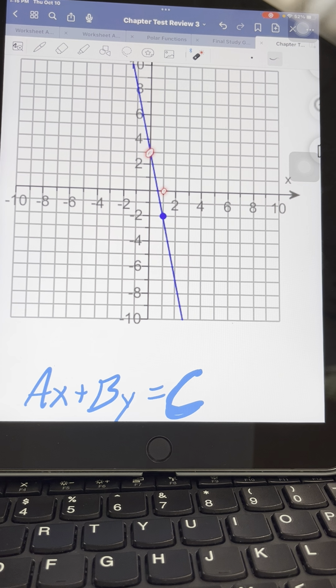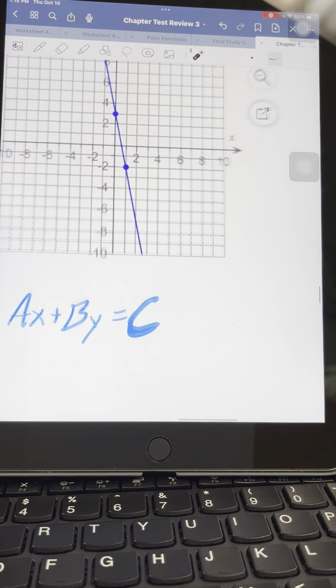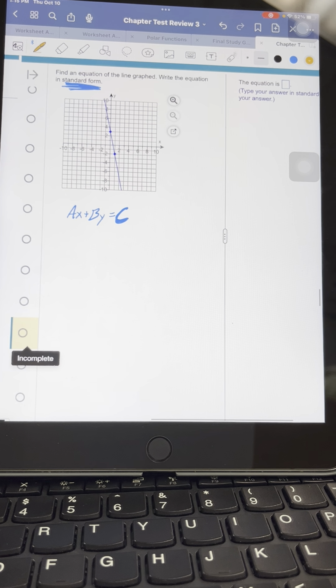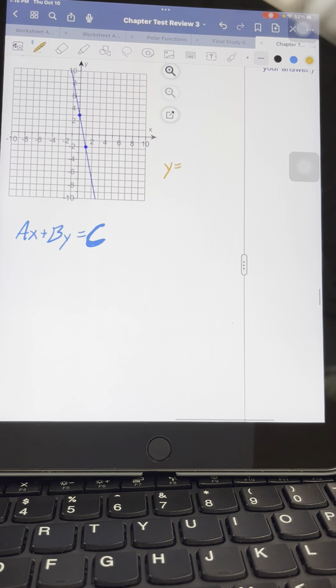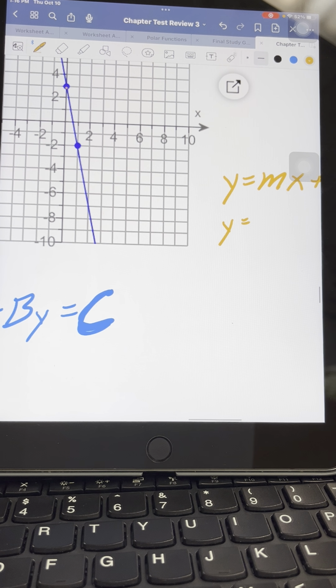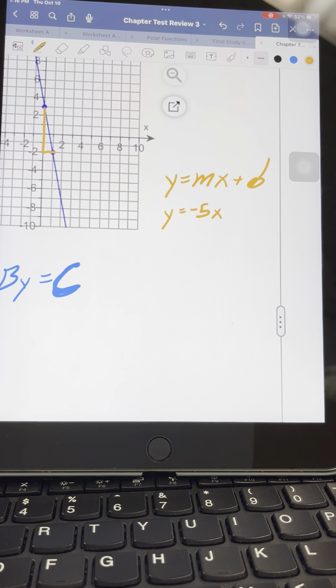So we want to put it in this format, but we're going to get it from putting it in the slope-intercept form first. So for slope-intercept form, what is my slope-intercept form? My slope-intercept form is y equals mx plus b. And what is my slope? Let's see. 1, 2, 3, 4, 5, 1. So that's going to be negative 5x plus 3, because that's where this came from, the y-intercept.